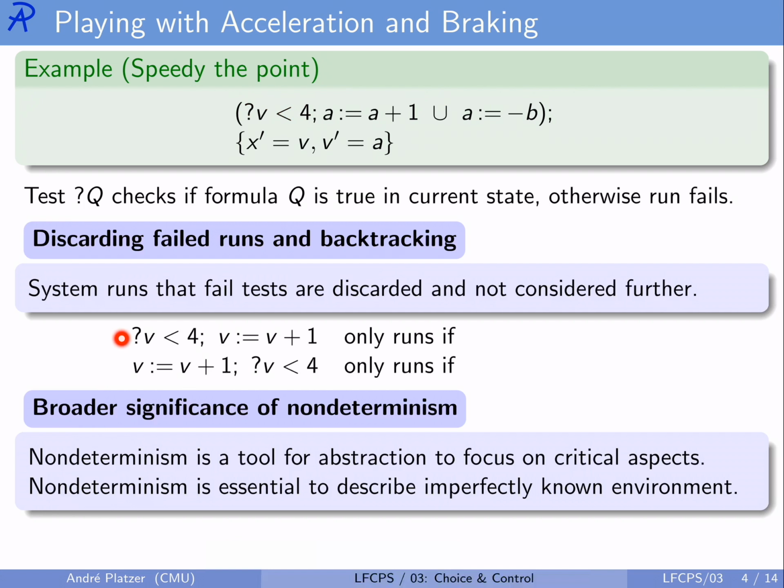For example, here, if we first test whether velocity is less than 4 and then increase the velocity by simply adding 1 to that, that only runs if the velocity in the beginning was less than 4. But this hybrid program here first increases the velocity by 1 and then checks whether the resulting velocity is less than 4. In other words, the first one can only run if the initial velocity is less than 4, but the second one can only run if the initial velocity is less than 3, because it has to still be less than 4 even after we added 1.